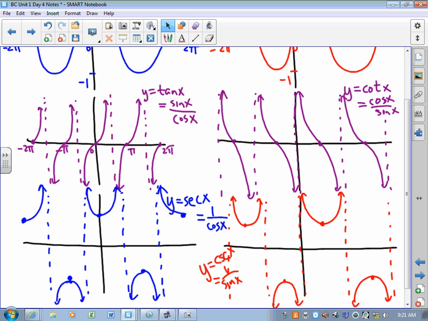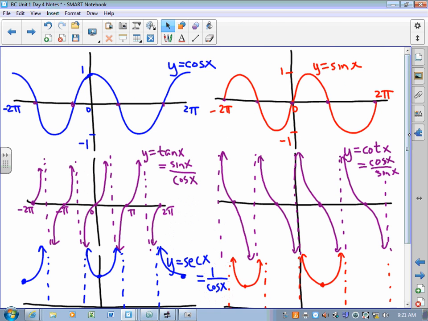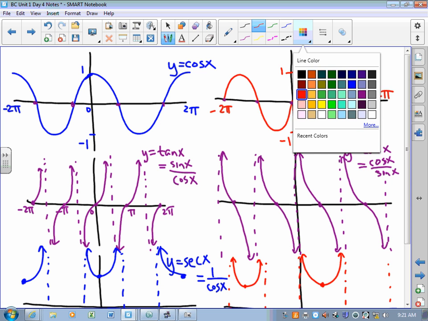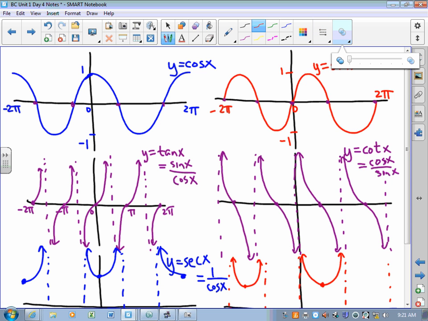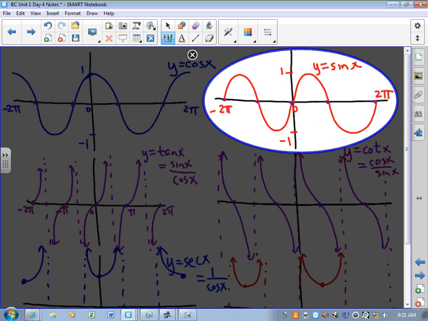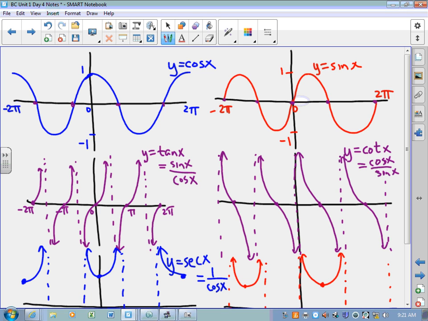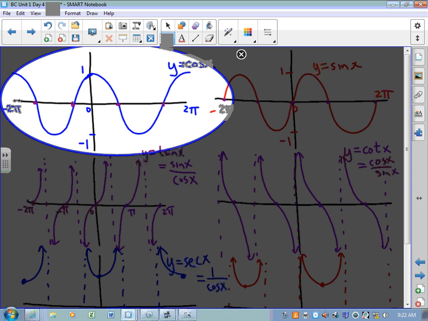And you need to know things like evenness and oddness. For example, the sine function, let's get magic pen. The sine graph is what we call an odd function. It has origin symmetry. F of -x is the negative of f of x. Similarly, the cosine graph is an even function. It has y-axis symmetry. F of -x is the same as f of x.